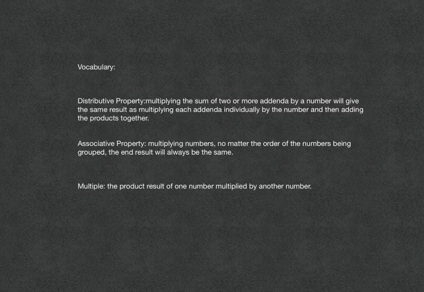So our vocabulary for this unit is going to be the distributive property, which means multiplying the sum of two or more added numbers by a number will give the same result as multiplying each added number individually by the number and then adding the products together. The associative property is multiplying numbers no matter the order of the numbers being grouped. The end result will always be the same. And multiple, which is the product result of one number multiplied by another number.